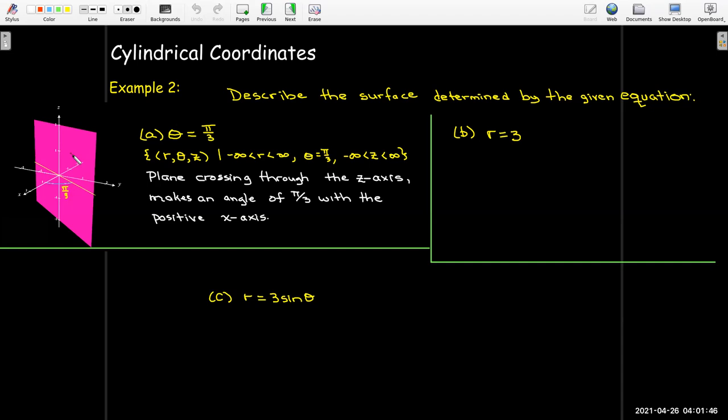In part B, we're looking at the surface r equals 3. So that is the set of points where the distance from the z-axis is 3, and then z can vary, and then the angle theta can vary as well. So if I go back to rectangular coordinates for this formula, this gives me x squared plus y squared equals 9. Sure enough, that's just a cylinder with radius 3 centered on the z-axis.